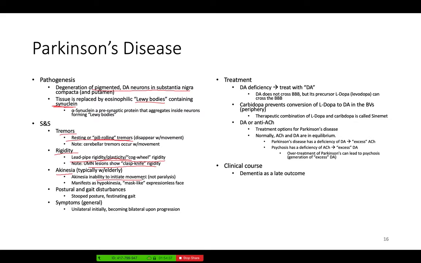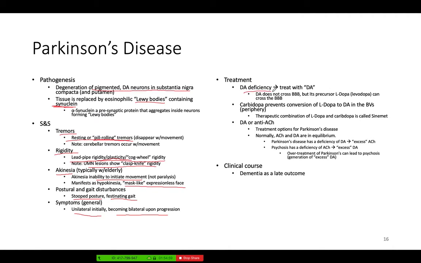Akinesia, inability to initiate movement. So they have this mask-like, expressionless face. Will be described for you. A stooped posture and a slow, it's considered festinating gait, where it's really shuffling their feet. And typically it starts unilaterally and may progress to bilaterally.